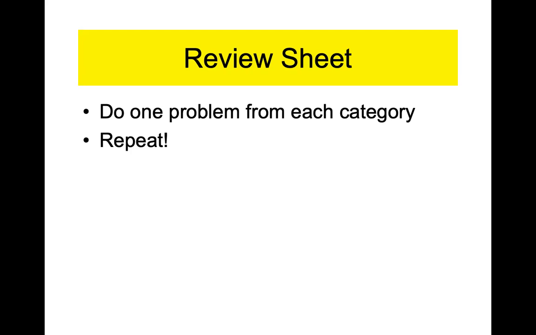Area equals 7 times 11. Area equals 77 feet squared.